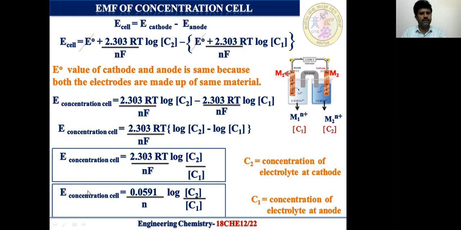At standard conditions, if we substitute the standard values for the gas constant, temperature, and Faraday's constant at 25 degrees Celsius, then the above equation can be written as E concentration cell at standard condition equal to 0.0591/n log of C2 concentration divided by concentration C1. Here C2 is the concentration of electrolyte at the cathode, that is higher concentration, and C1 is the concentration of electrolyte at the anode, that is lower concentration.